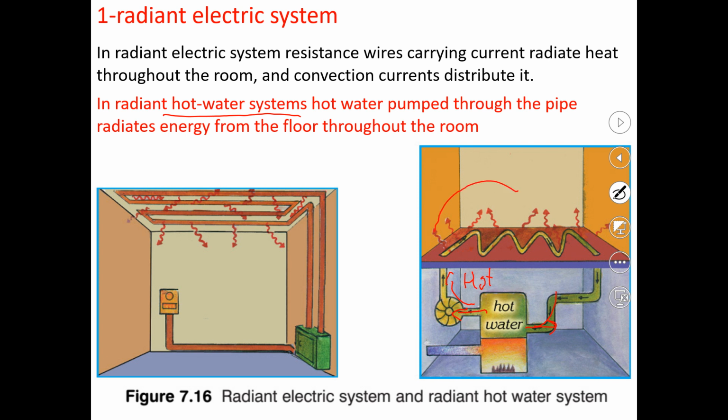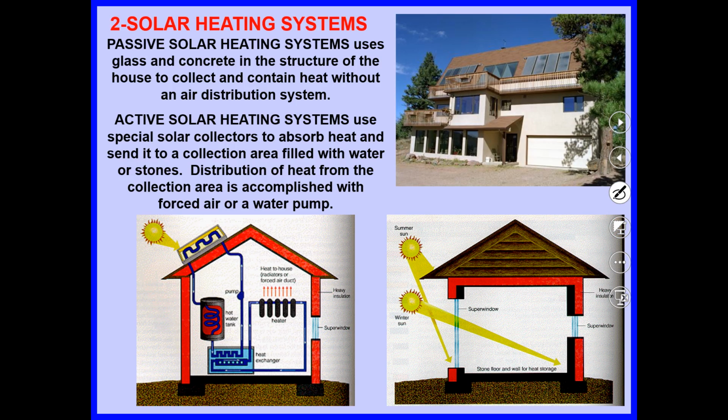When the water inside the home cools, it will be returned back to the machine, and when it is heated, it will be pumped again. Hot water pumped through the pipe radiates from the floor throughout the room. And solar heating systems.